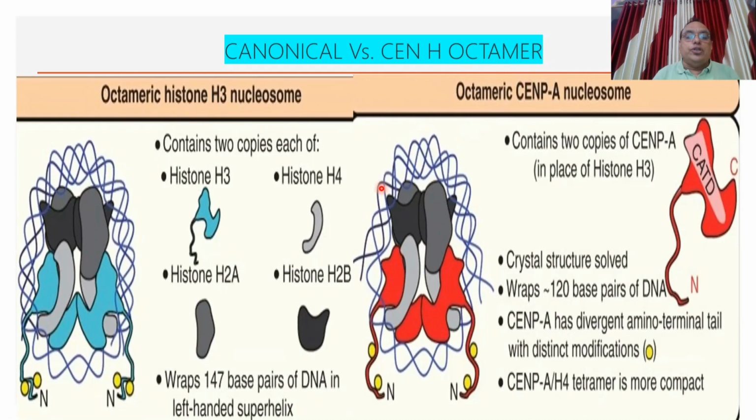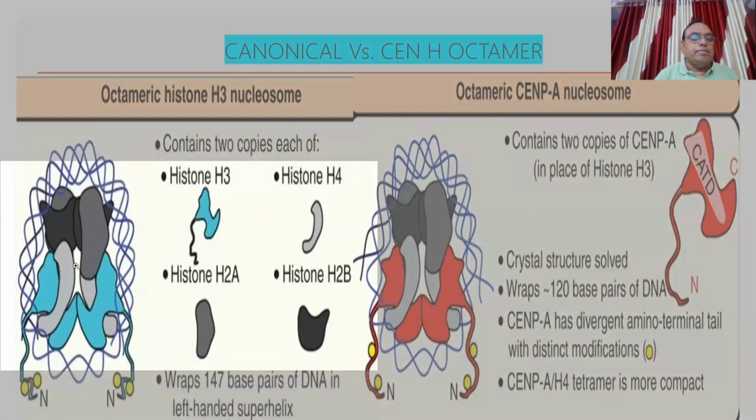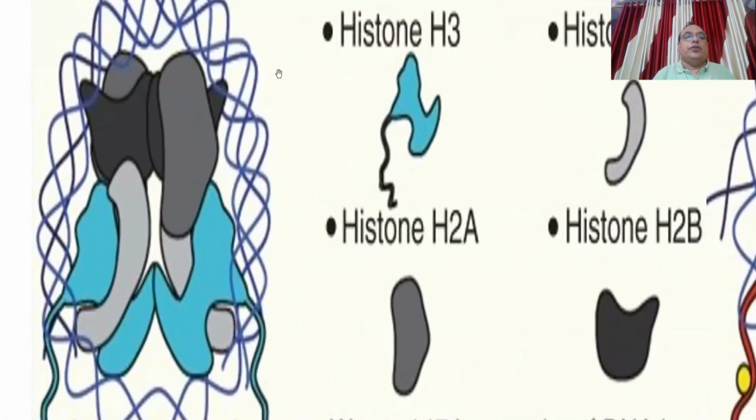What are the important differences between these two structures? You see here that this is the canonical histone, the histone found in regions other than the centromere, the usual histones. You see histones H3, H4, H2A, and H2B. As I have told you earlier, H3 and H4 form the octamer, two molecules each, and dimers of H2A and H2B get attached to the scaffolding.